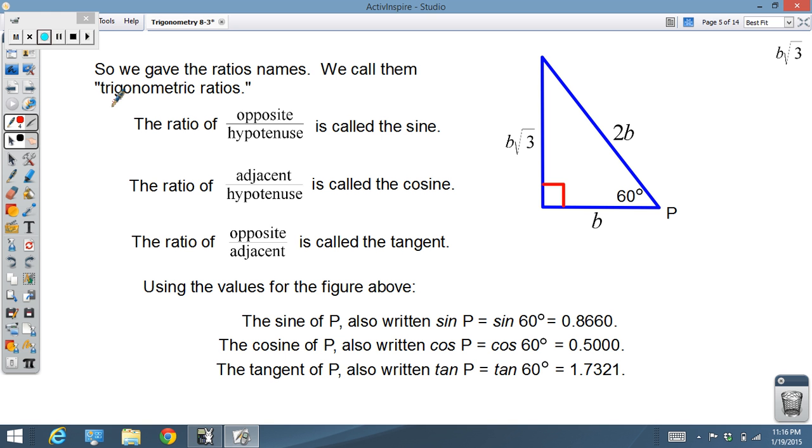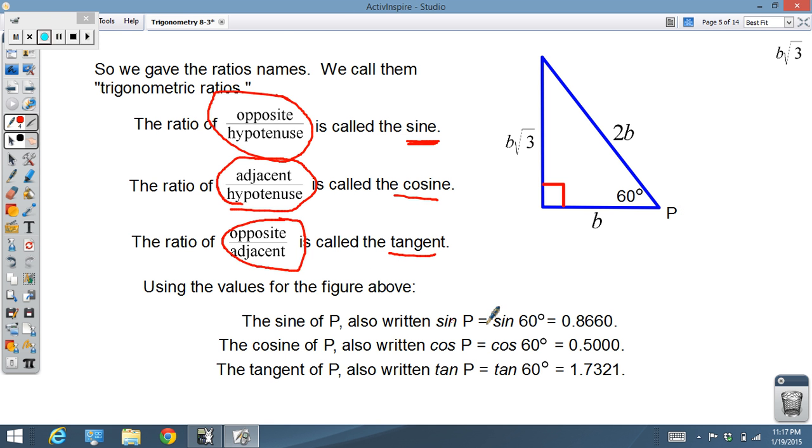We gave those ratios now names, and we called those trigonometric ratios. Okay, because we're going to use them over and over again because they always stay the same for any given angle. So the ratio of the opposite over hypotenuse, somebody gave it the name of a sine. The ratio adjacent over hypotenuse, we call that the cosine, and the opposite over adjacent ratio, we call it the tangent.